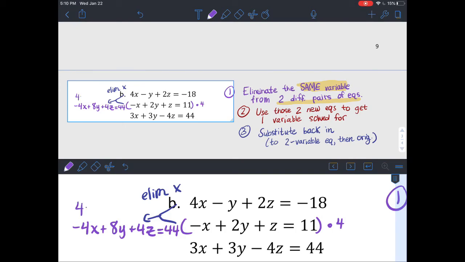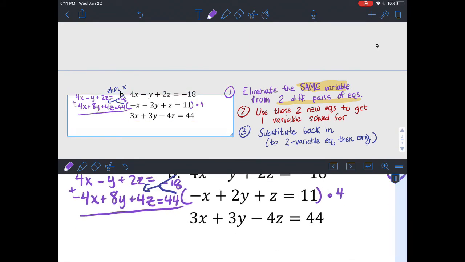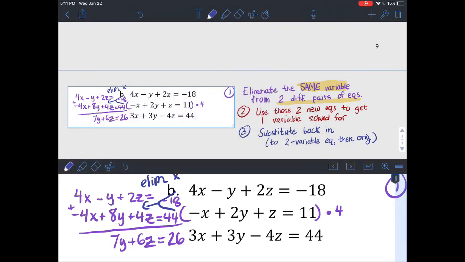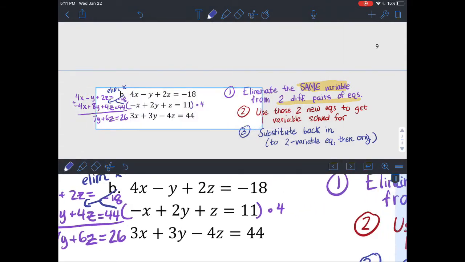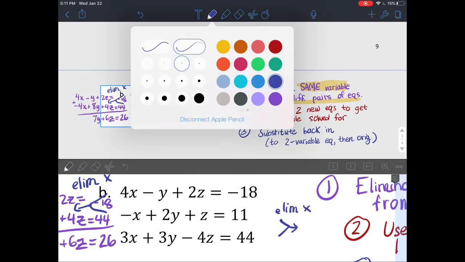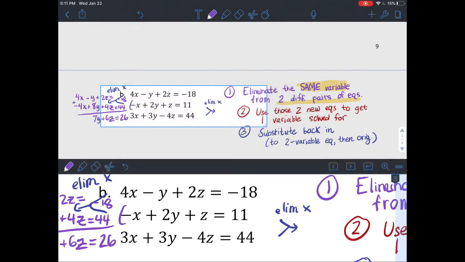Be really careful on these. It's easy to make mistakes and it'll screw all of it up. So just be really careful on your rewriting and adding. So if I add those together like I wanted, my x's will eliminate and I'll get 7y plus 6z equals 26. Now stick with the same variable and pick two different equations and eliminate x. So I'm going to go with the bottom two because it looks like I could put those two together, multiply my top one by a positive 3, and then I can eliminate my x's pretty easily.